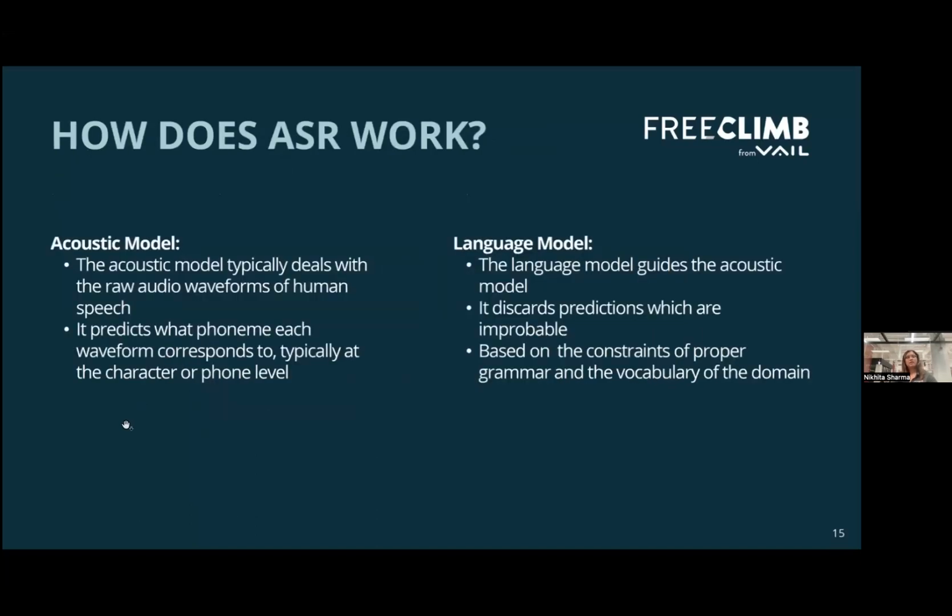So the acoustic model deals with the raw audio waveforms, and what it's trying to do is predict what phoneme, or we'll dive into phonemes later, but what word is being spoken in each audio frame. And the language model tries to guide the acoustic model, and it discards predictions which are improbable. So given the text transcripts that you have, you can train a language model, and it will help you frame grammatically correct sentences and discard words which sound similar but don't belong to your domain. So that's where the speech recognition models get their edge from.